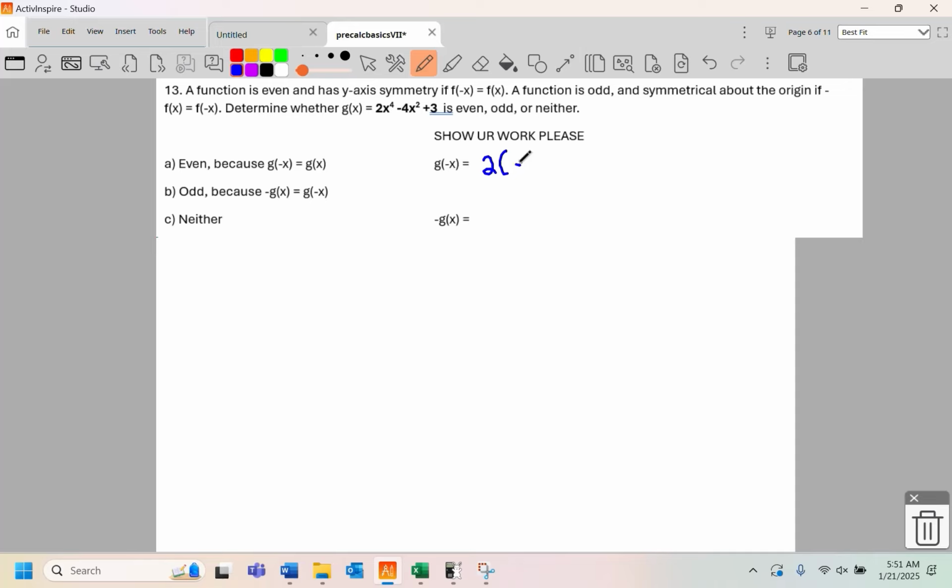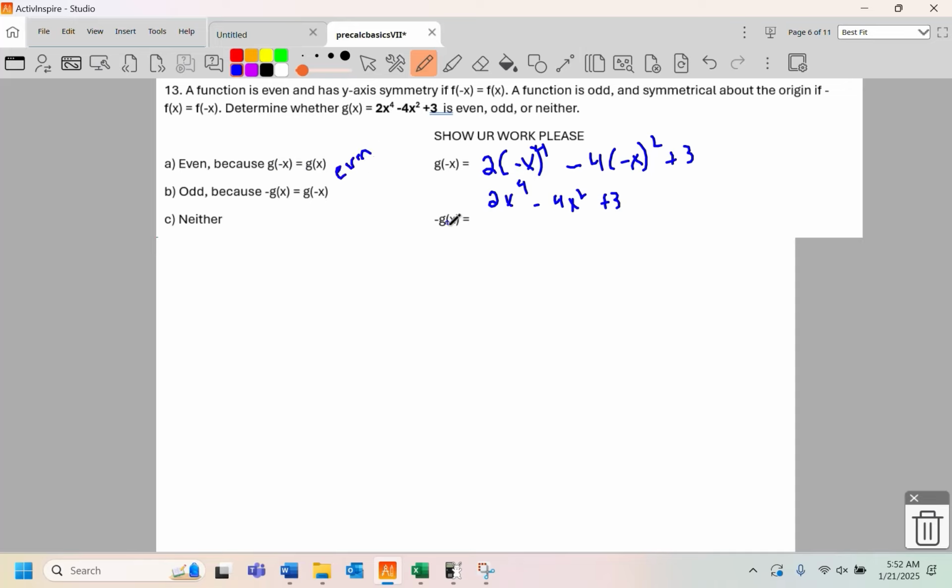We're going to plug in a negative x. Notice how I do it. It's the correct way of doing it. If you take a negative and raise it to an even power, you get a positive back. We don't distribute here. We square first. And you can tell that g of negative x is equal to the original thing. This thing is definitely even.